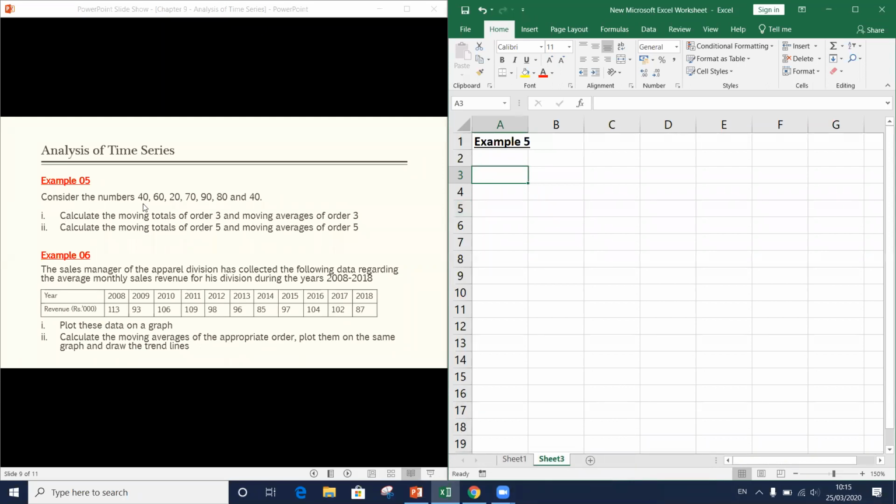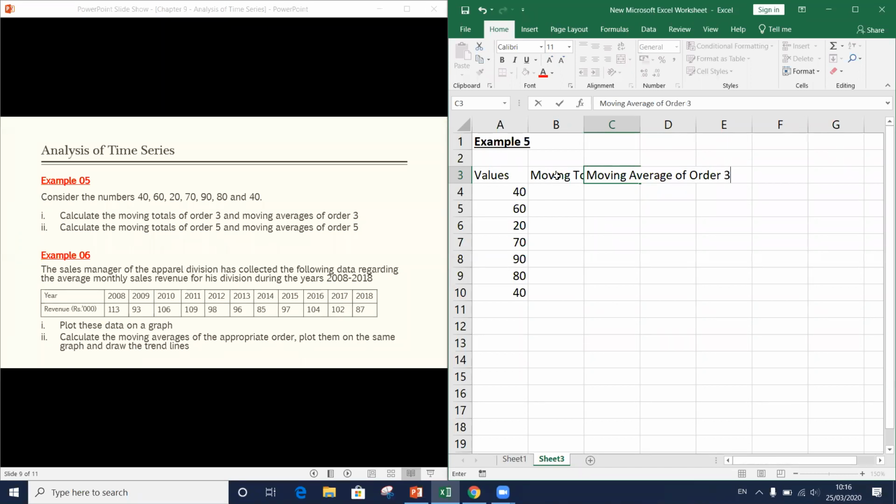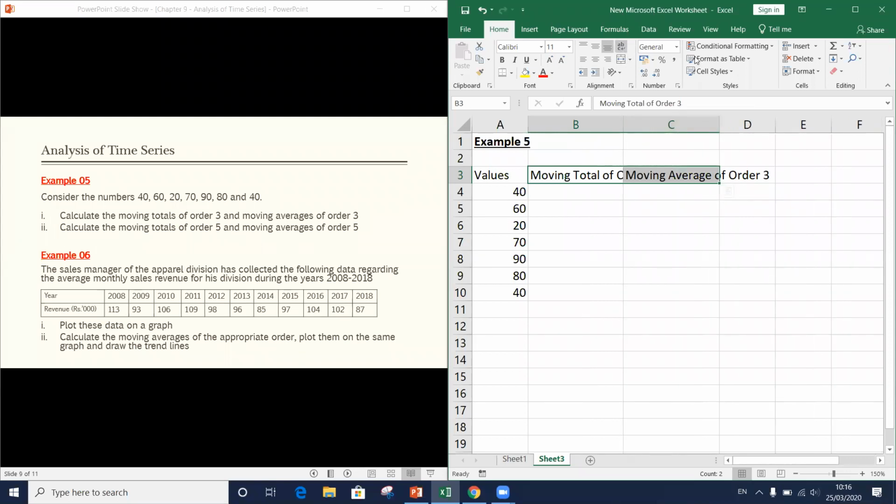Example number 5. It says, consider the numbers 40, 60, 20, 70, 90, 80, and 40. In part 1, we are asked to calculate the moving totals of order 3 and moving averages of order 3. The values given are 40, 60, 20, 70, 90, 80, and 40. We need to calculate the moving total of order 3 and the moving average of order 3.